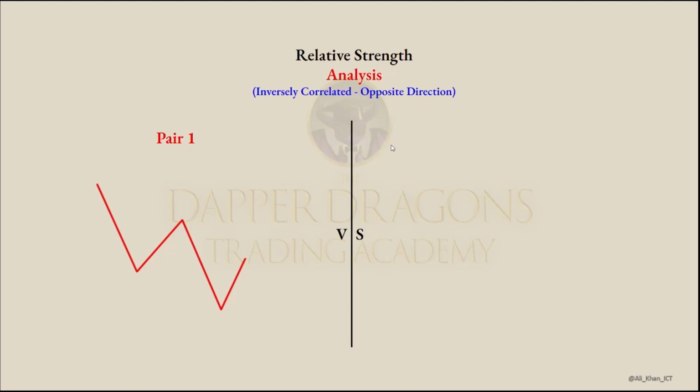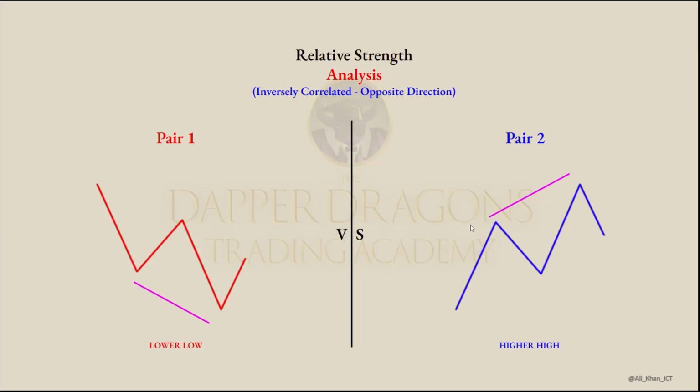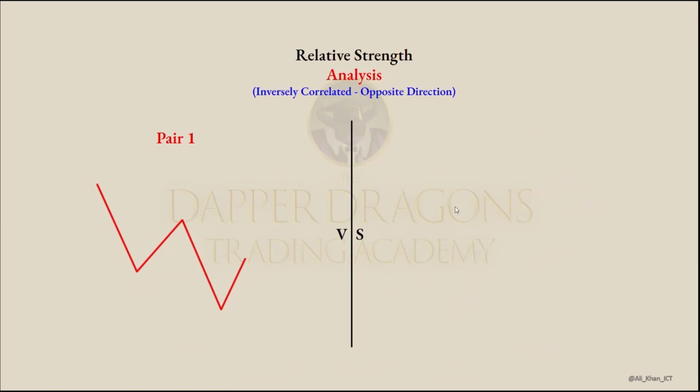Now if we're looking again at relative strength analysis with inversely correlated pairs, so pairs that are moving in the opposite direction, we have pair 1, we're making a lower low. We have pair 2, which has made a higher high. So we've taken sell side liquidity on pair 1, and we've taken buy side liquidity on pair 2. These markets are moving in tandem. They're inversely correlated, so as one is going lower and making continuous lower lows, the other pair is going higher and making continuous higher highs. So there is no cracking correlation, therefore there is no valid SMT here.